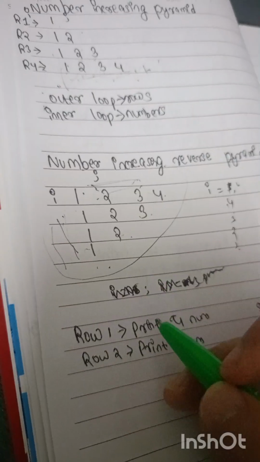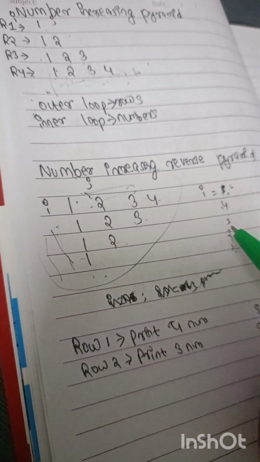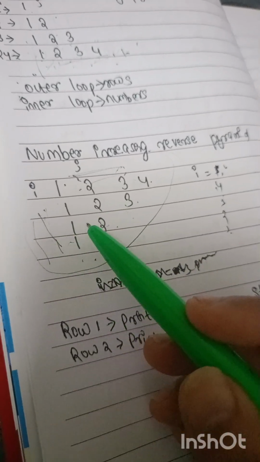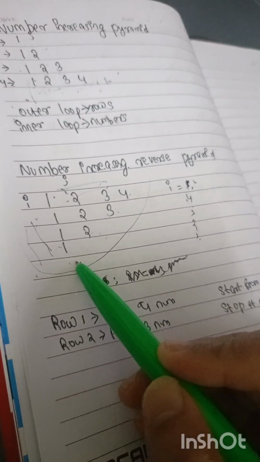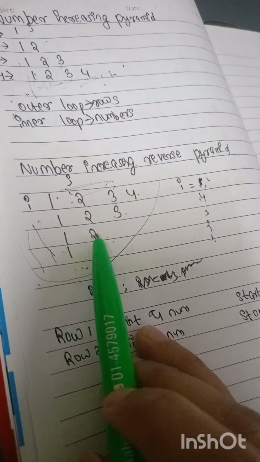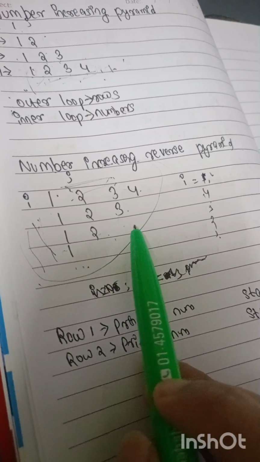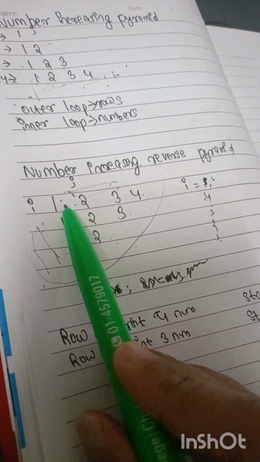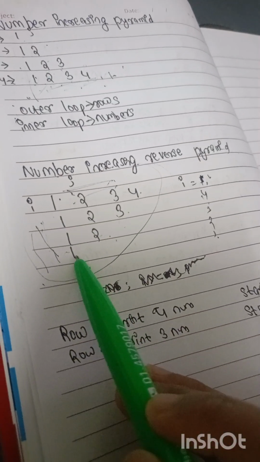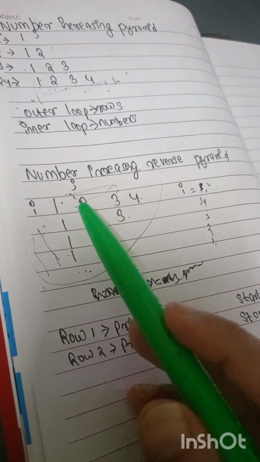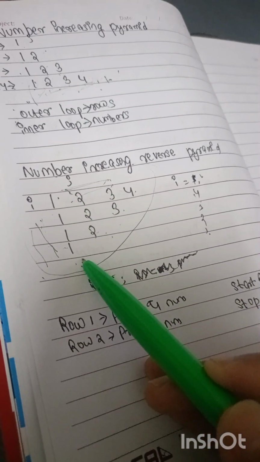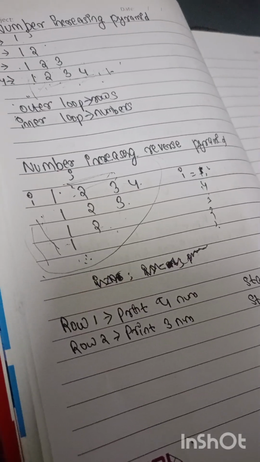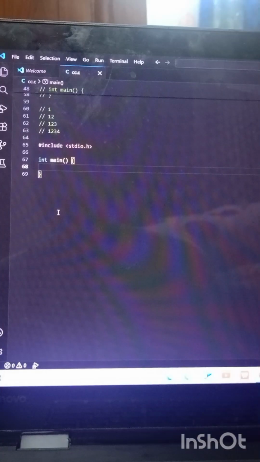In row 1 we will print 4 numbers, in row 2 we will print 3 numbers, in row 3 we will print 2 numbers, and in row 4 we will print 1 number. So it's basically a reverse. In the inner loop, the numbers start from 1 and end at i. Basically let's see in our code how it works. Okay, so let's start our number increasing reverse pyramid.